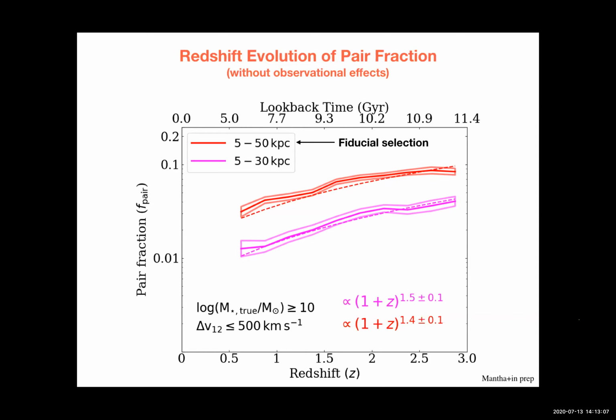Very briefly, the pair fraction evolves mildly with a power law of 1.5 slope. You can see I plotted this for two different projected proximity selections, which are common in the literature, just to show the variation, what happens if you choose a restrictive versus a less restrictive selection cut. And this is expected because if you use a larger annulus for your pair selection, you are selecting more pairs. So this systematic offset is expected.